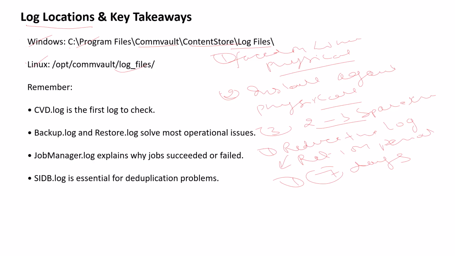Okay, a few points to remember. CVD.log is the first log to check for any backup failure or anything that happens in Commvault. First you need to check the communication, and you can check that in CVD.log. Backup.log and Restore.log solve most operational issues. JobManager.log explains why jobs succeeded or failed. SIDB.log is essential for dedupe, that is, the deduplication database. SIDB.log solves many problems. If you go through the logs, you can solve many problems.